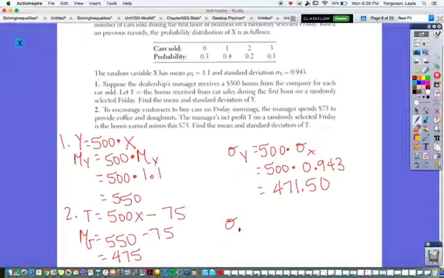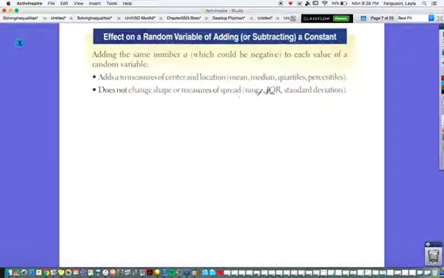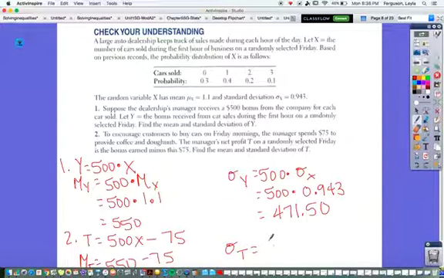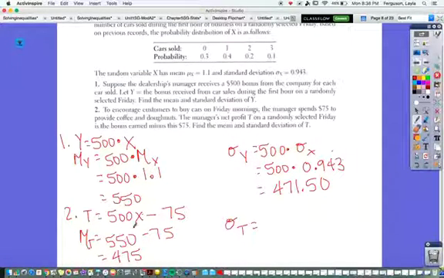If I had to do the standard deviation for T, going back to my rules, I see that it does not change the shape or the measures of spread, such as the range, the IQR, and the standard deviation. So for this one, my standard deviation, because I'm subtracting the 75, is going to stay what it was here. So it's going to stay 471.50.